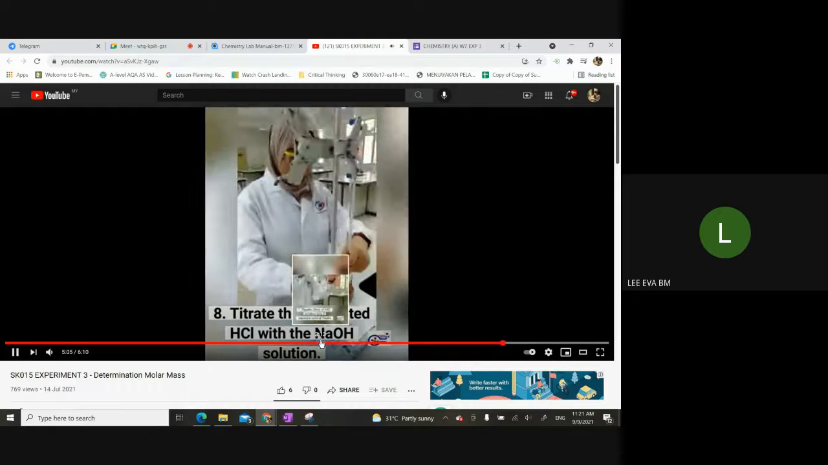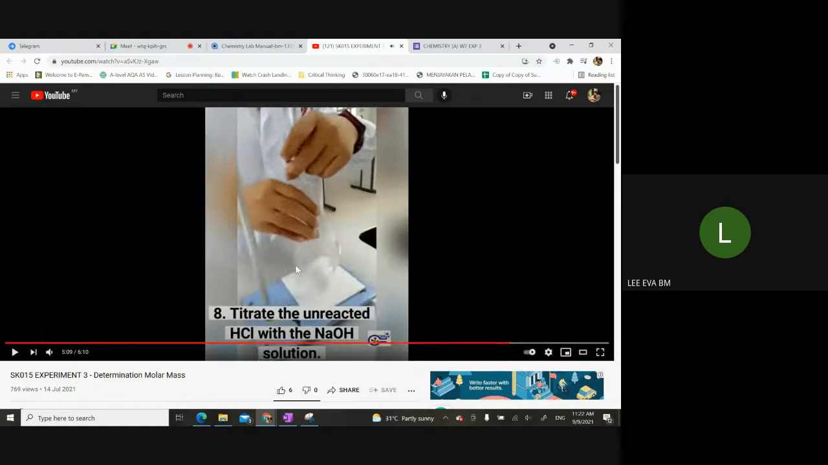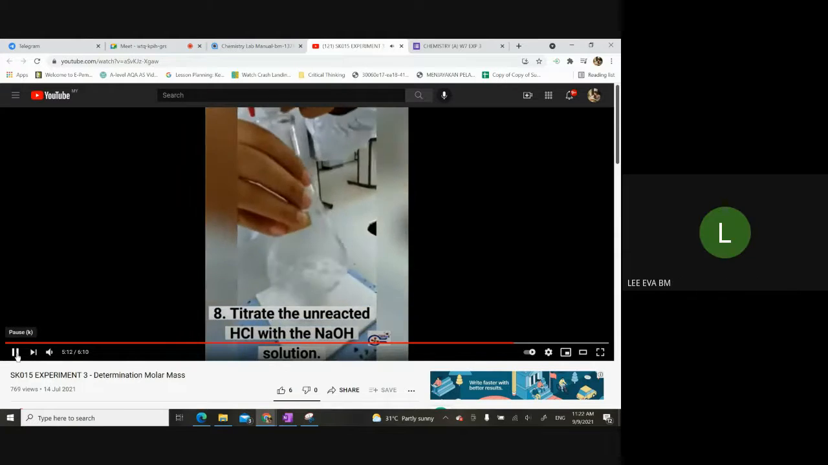Okay, so we record the initial reading exactly the same. So titrate the unreacted HCl with the NaOH solution. So yang ada pada dalam awak punya conical flask pada state yang ke-8 ini adalah HCl yang baki daripada tadi selepas dia react dengan metal M. So kita nak tengok berapa banyak yang tinggal. So kita react dengan NaOH.